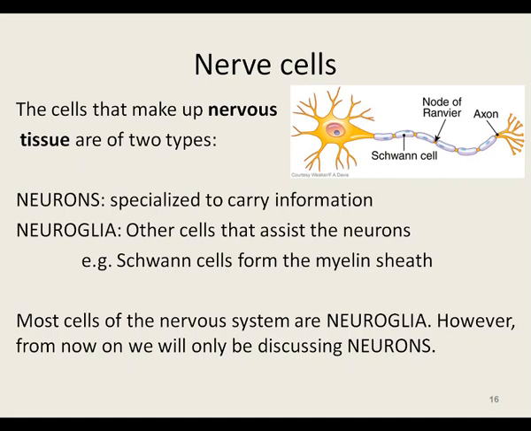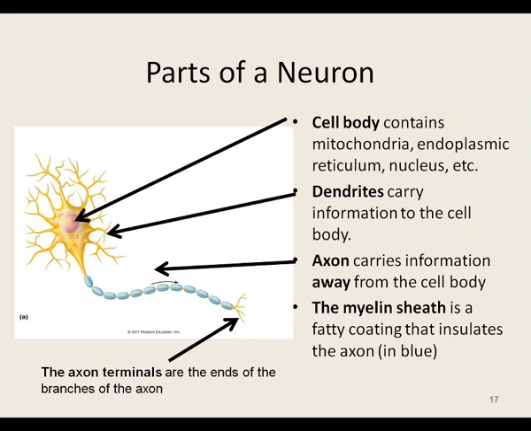Notice that most cells in the nervous system are neuroglia. However, from now on, we will be discussing just neurons. So we're forgetting about the neuroglia for a while, and we're just talking about neurons. So here's a neuron now, and now we're going to talk about the parts.